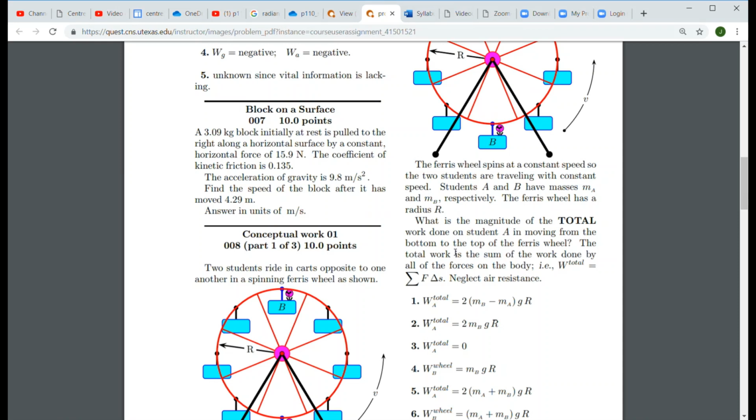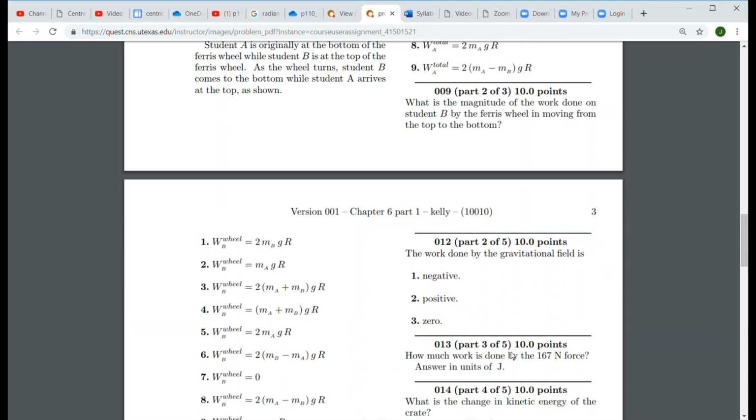What is the magnitude of the total work done on student A in moving from the bottom to the top of the Ferris wheel? Well, in this case, if we're talking about the total work, I guess they mean the net work. That's just a different name for it. The net work is equal to the change in kinetic energy of student A, and student A is moving at the same speed at the top as they were at the bottom, and therefore the change in kinetic energy is 0, and therefore the net work is 0. So it seems like that's my selection 3 here among all of them.